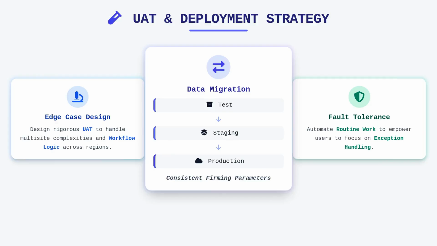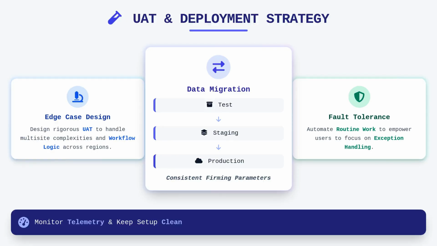The goal is to create an ecosystem where the system manages the routine work, allowing users to focus on exception handling and strategic procurement. By keeping your setup clean and your telemetry monitored, you ensure that the supply chain engine continues to run without interruption or data discrepancy.